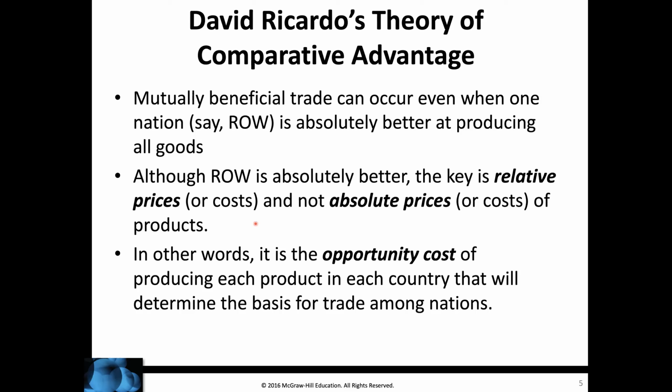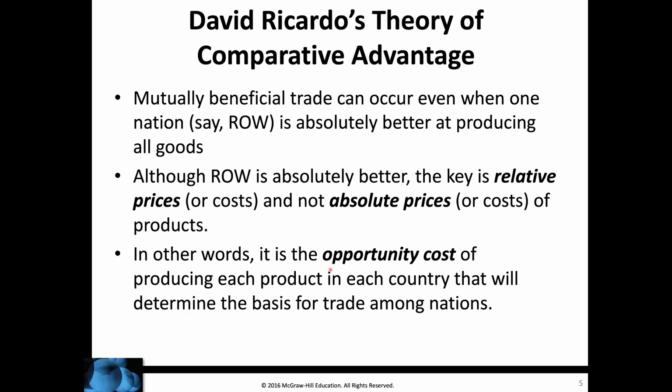So in this example, the rest of the world is absolutely better at producing all goods when compared to the United States. Although the rest of the world is absolutely better, the key is relative prices or relative costs and not absolute prices or costs of products. So in other words, it is the opportunity cost of producing each product in each country that will determine the basis for trade among nations.